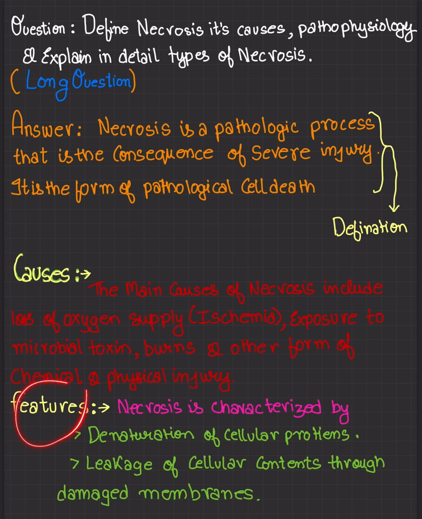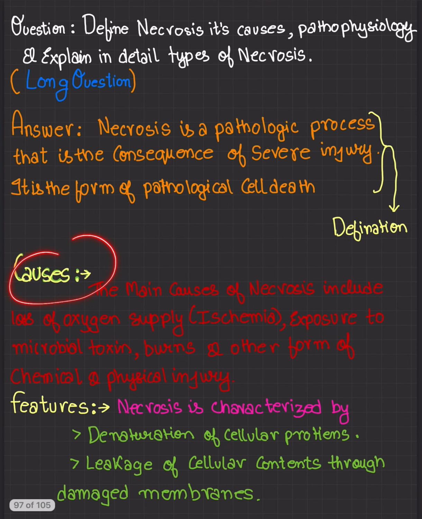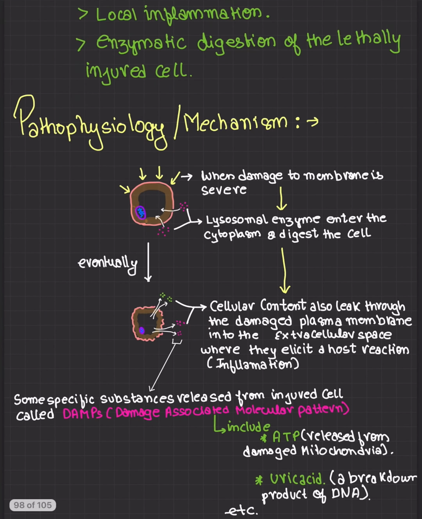Now let's move to features. Necrosis is characterized by, first, denaturation of the cellular protein; second, leakage of cellular contents through damaged membrane; third, local inflammation; and last, enzymatic digestion of the lethally injured cell. Now, after completing causes, definition, and features, let's move to the pathophysiology or mechanism.